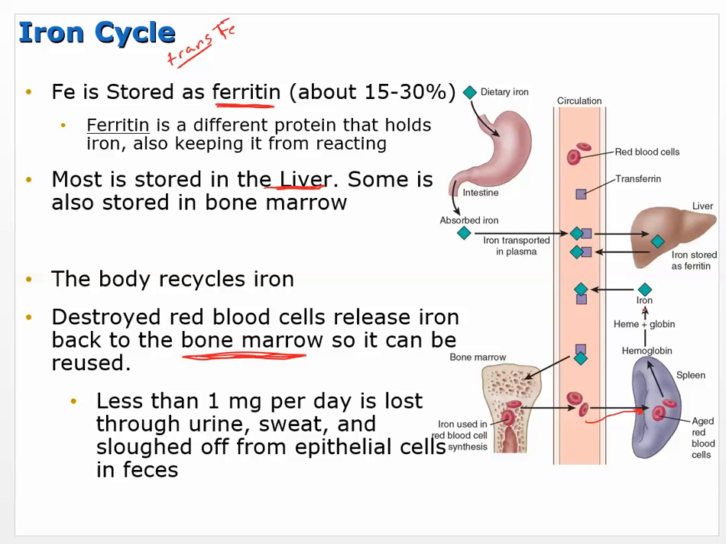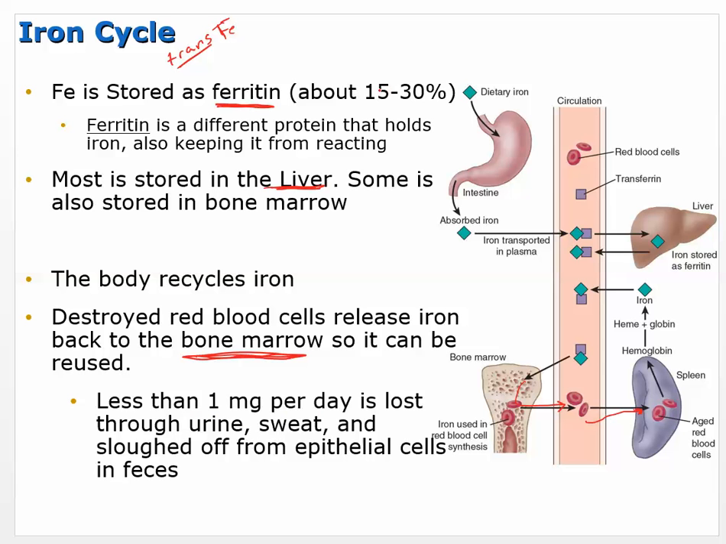And the iron can then be extracted from the heme, and then it moves through transferrin, and some of it, like I said, will move into the liver, and some of it will then move back to the bone marrow, and so another red blood cell can be made from that iron. So really, in a day, less than 1 milligram per day is lost.